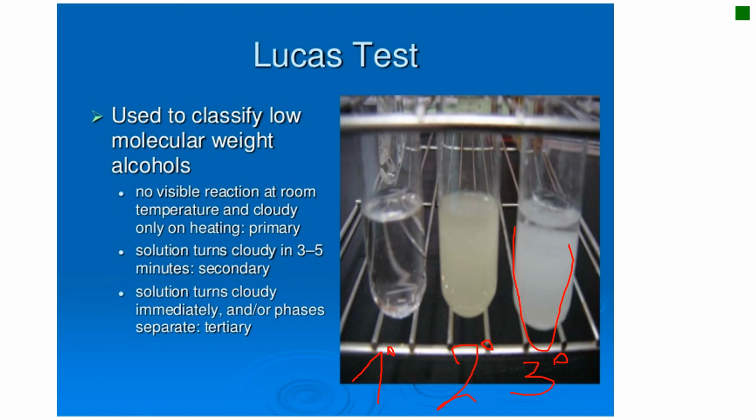Now you can wonder, where is this cloudiness from? The cloudiness is due to the lack of solubility of the produced alkyl halide. The chloroalkane produced is not very soluble in aqueous solution, is not very soluble in alcohol. That's why it makes suspensions in the solutions and you observe the cloudiness. And because there is no reaction in the primary alcohol, that's why there is no cloudiness in the test tube.